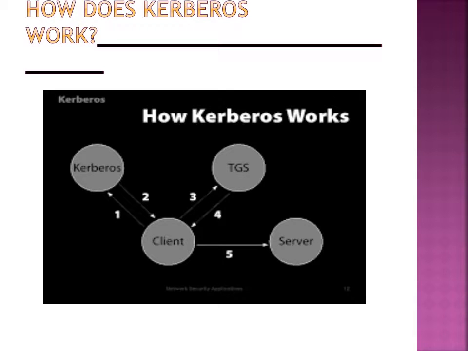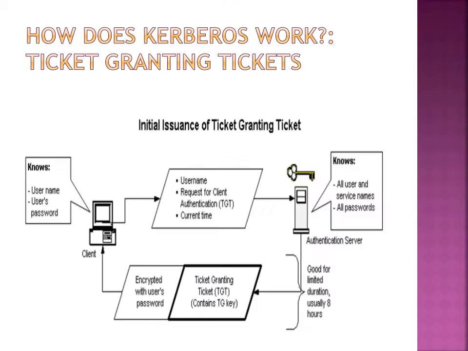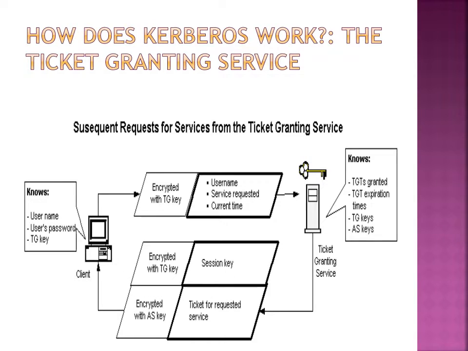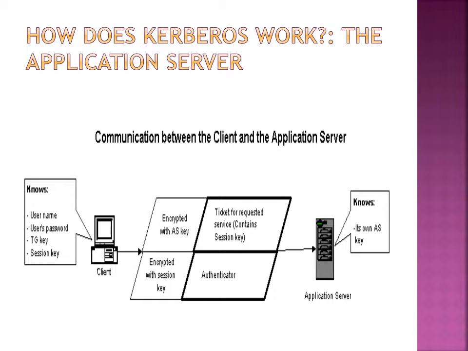Here we can see the diagram of how Kerberos works. This is the initial issuance of the ticket granting ticket. This is the subsequent request for services from the ticket granting service. This is the communication between the client and the application server.